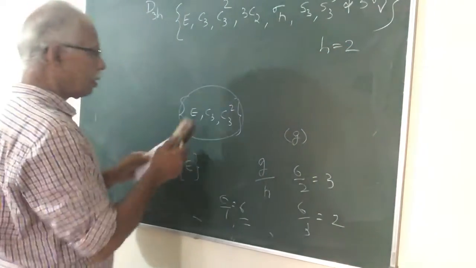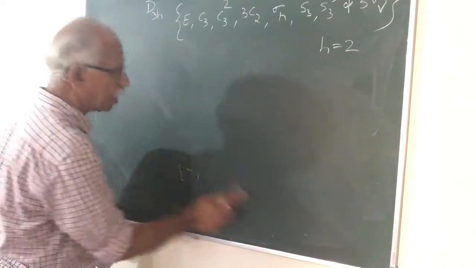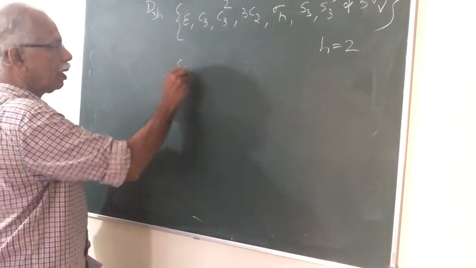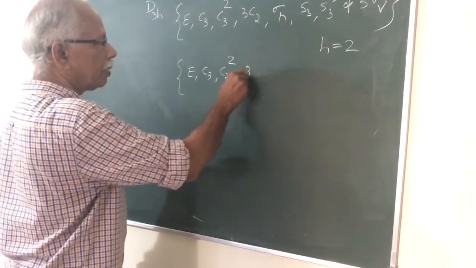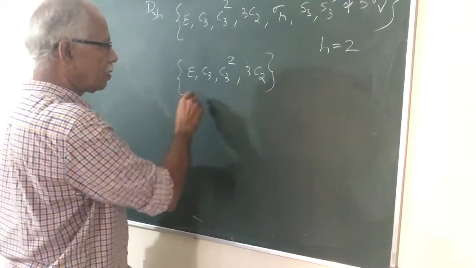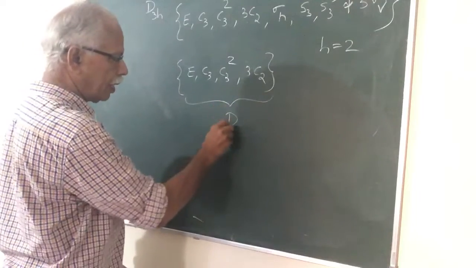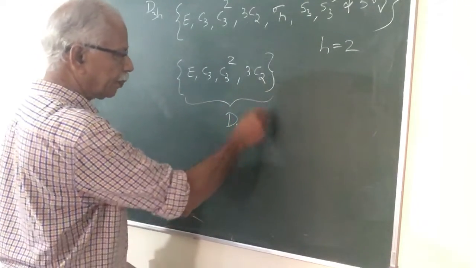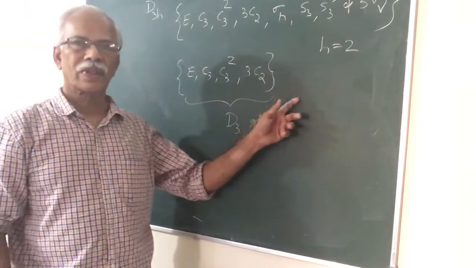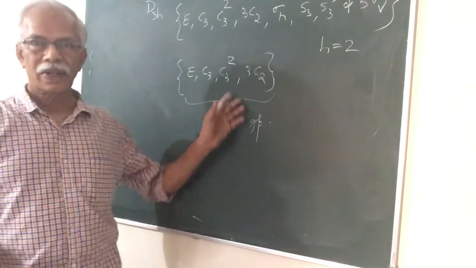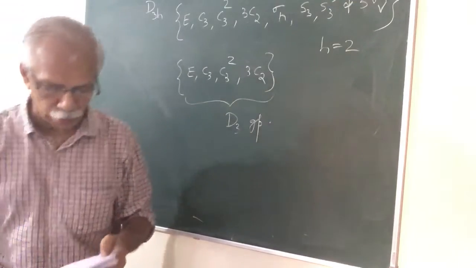And you can choose a pure rotational subgroup out of this: identity, C3, C3 squared, 3 C2. And this subgroup is the so-called D3 group. D3 group: C3 axis and 3 C2 axes. No planes of symmetry. It is a pure rotational subgroup.